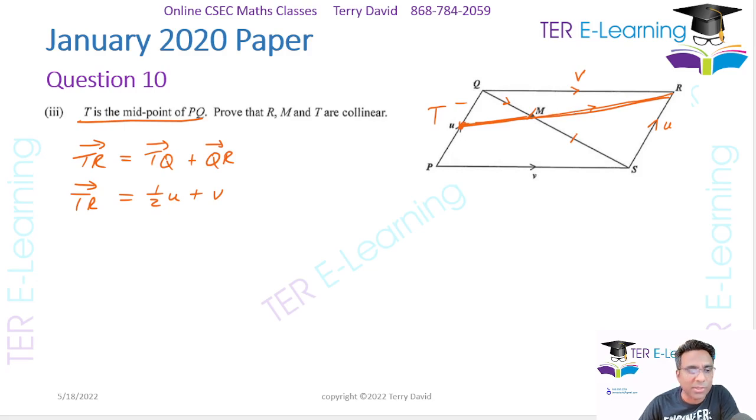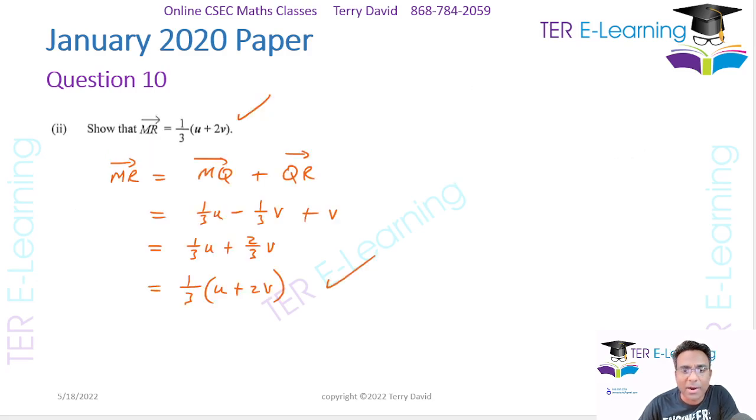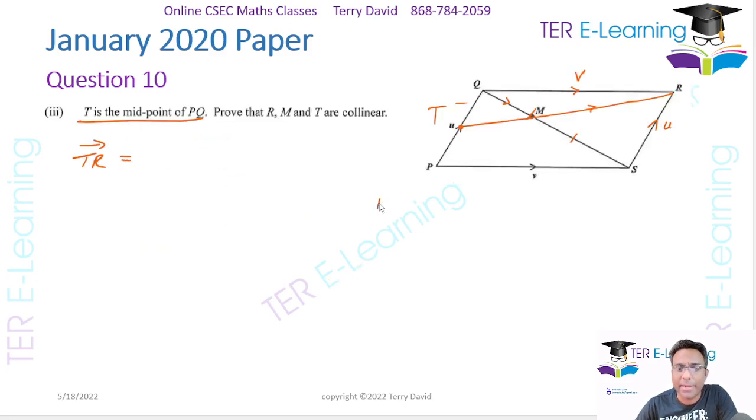And we just worked out what MR was. MR was 1/3 U plus 2V, right? That's what MR was. So I'm going to start off with my vector TR, which we already worked out.